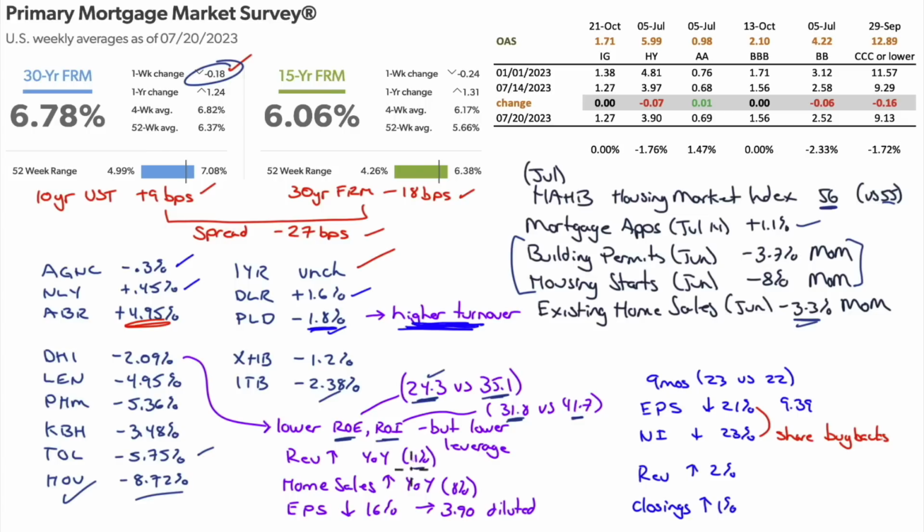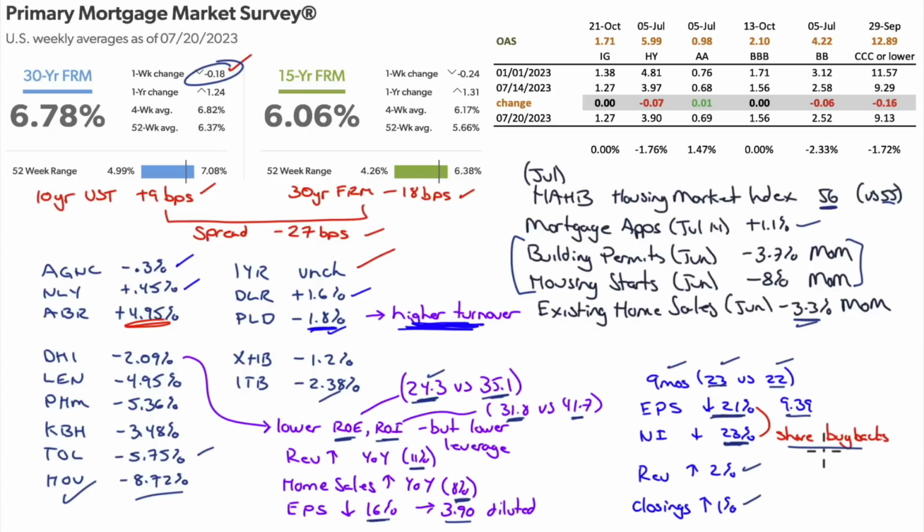Revenues year over year were up 11%. Home sales were up 8%, but earnings per share were down 16%. The earnings were $3.90 per share diluted. Let's have a look at 2023 versus 2022, the first 9 months. EPS are down 21% to $9.39. Net income is down 23%. So when you have these two moving differently, it's either share issuance or share buyback. Net income is dropping 23%, but EPS is only dropping 21% because of share buybacks.